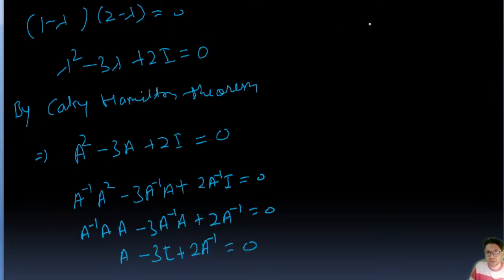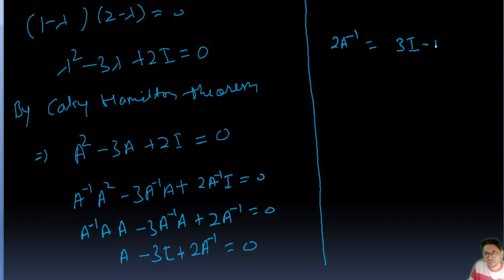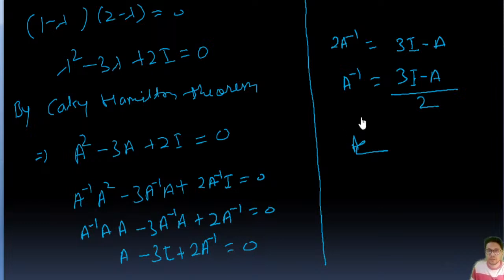So this is A minus 3I plus 2A inverse equal to 0, right? And from here we can find 2A inverse equal to 3I minus A, right? And A inverse is going to be (3I minus A) upon 2, right? So we can easily find A inverse. So very important property.